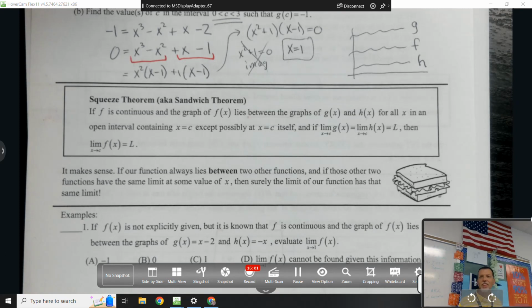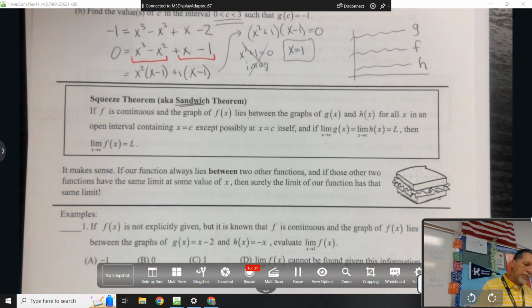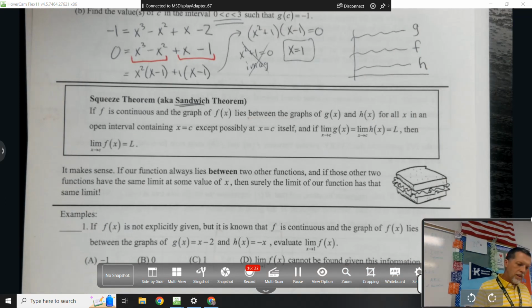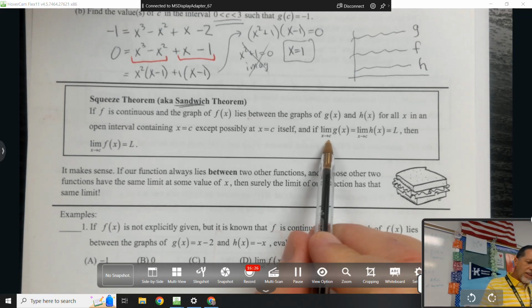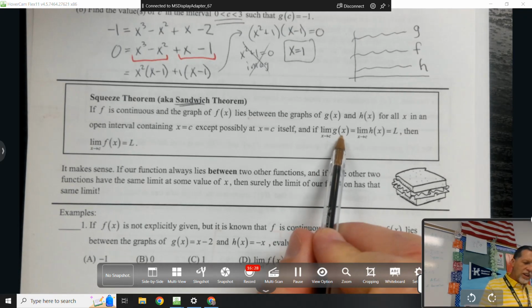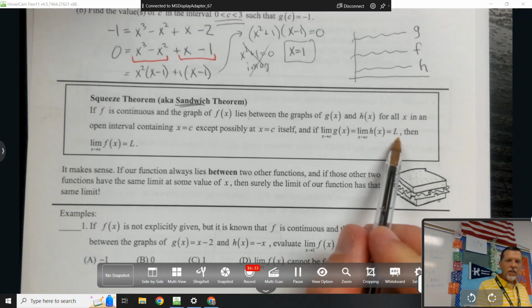There's why it's called the sandwich theorem, right? We make a sandwich of functions. F is always between g and h. So g and h are the top and bottom bread. F is the meat in the middle. Yummy. So we're setting up that's the sandwich part of the name. So if this is true, then if the limit as x approaches c of g and the limit as x approaches c of h equals L.